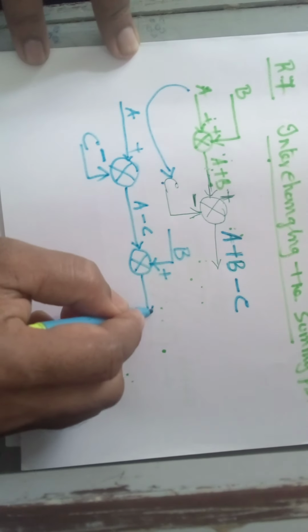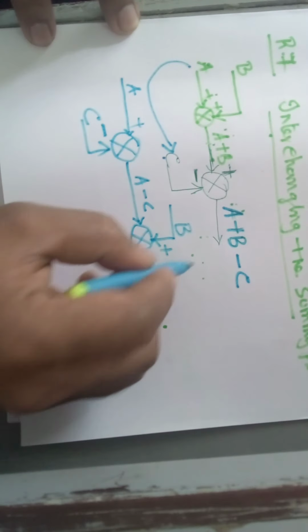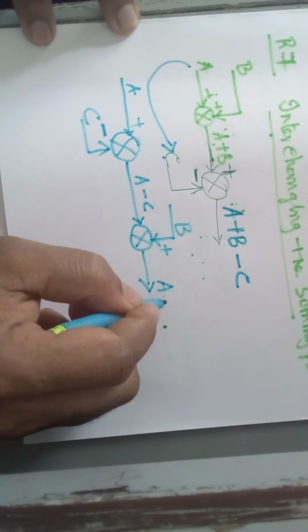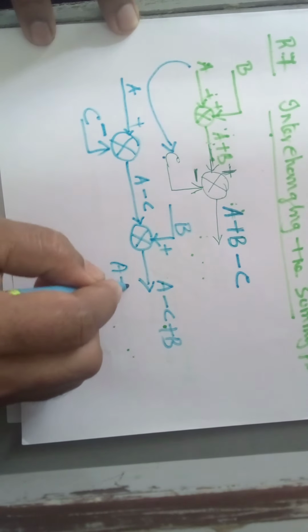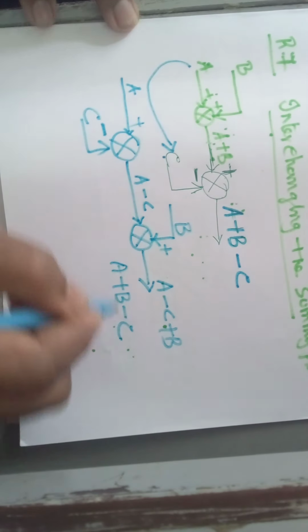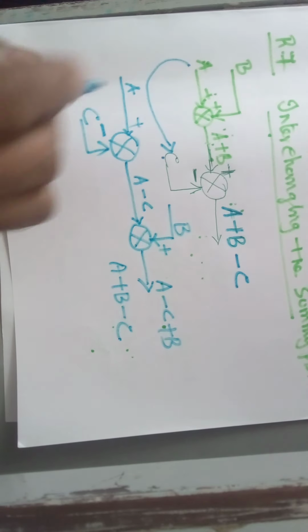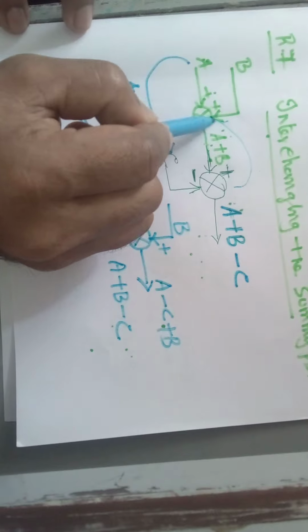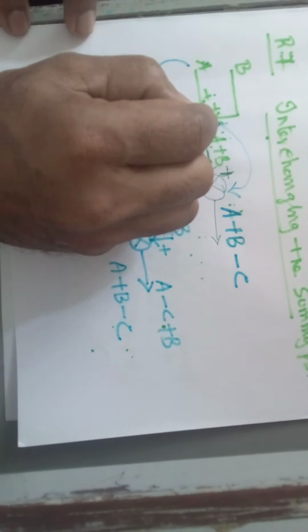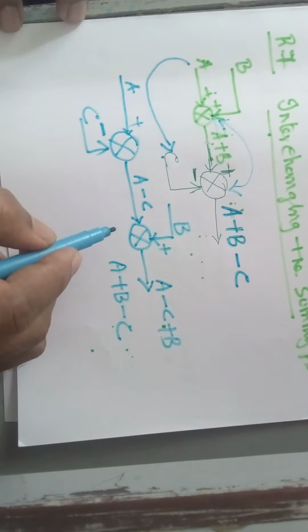Now what will be the overall output? The total output is the same as that of the previous one, that is A minus C plus B, or we can write it as A plus B minus C. This is the rule to interchange the summing points. I am just interchanging these two summing points.